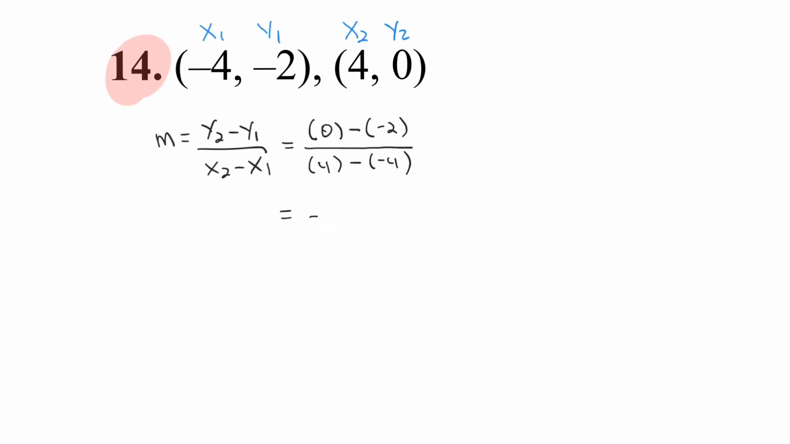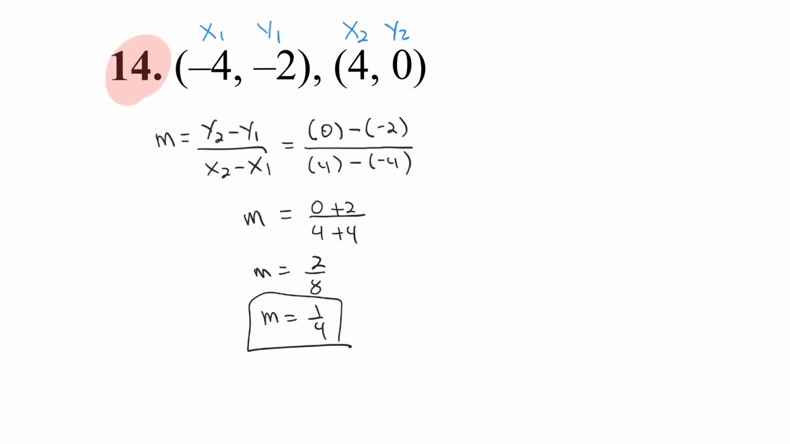So on the top, I'm going to have a 0 plus 2, and on the bottom, 4 plus 4. So I'm going to put m equals 0 plus 2 over 4 plus 4. So that means that we have 2 over 8, and this reduces to 1/4. So my slope is a fraction, it's 1/4.